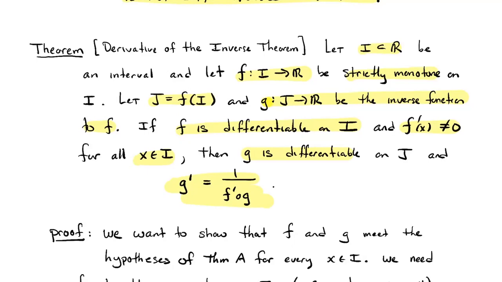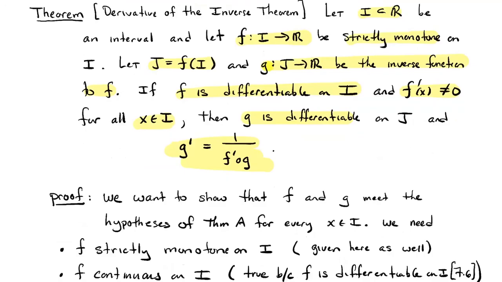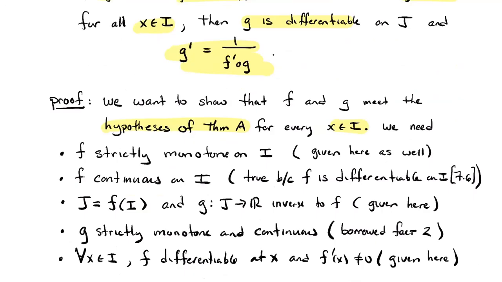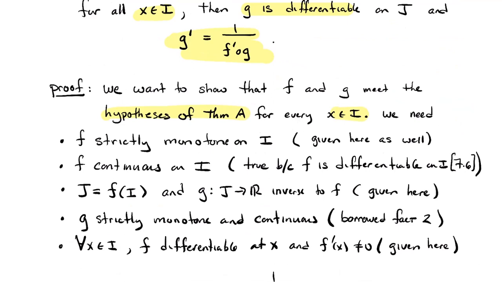So we don't have to recapitulate the entire proof above. We just need to show that the hypotheses of theorem A are satisfied here for every x in I. That's going to be our proof, and I'm going to do it checklist style. If you didn't write down the hypotheses of theorem A, you might want to scroll back and do it right now. One thing we need to check is that f is strictly monotone on I. That's given here; it's part of the hypothesis of this theorem.